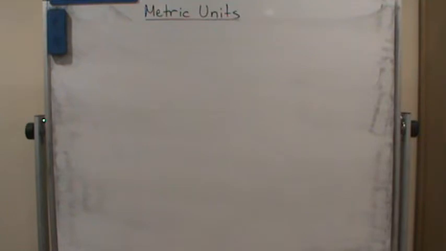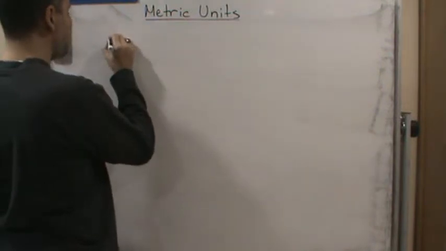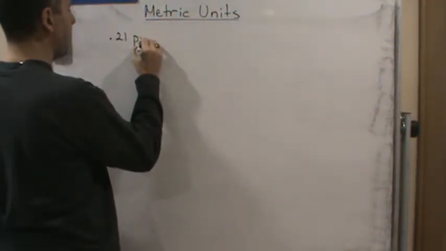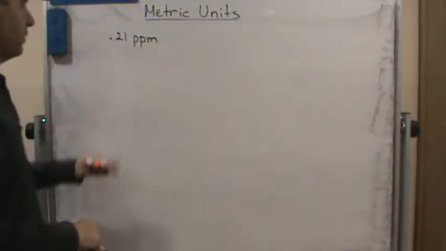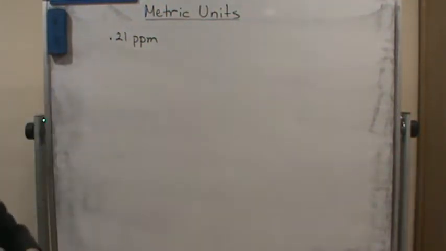Now, when very small amounts are measured, then they are reported in units of micrograms per liter, which is equivalent to parts per billion. Okay, so now it says a particular contaminant was measured at a level of 0.21 parts per million. Okay, so 0.21 parts per million, and they want this to be reported in micrograms per liter.